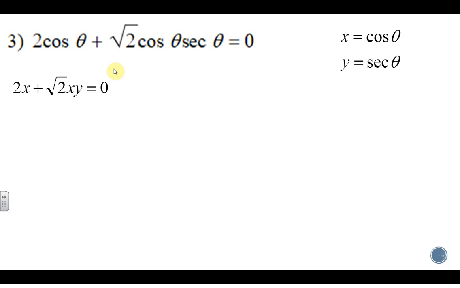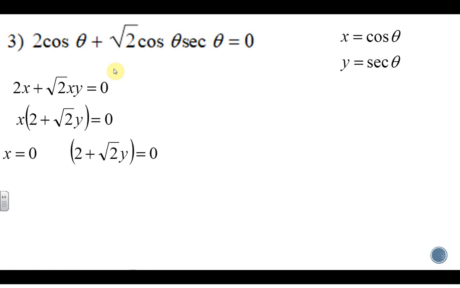All right, definitely not a quadratic. But GCF works. They also both have an x. Take that x out of there. Now we have x equals 0, and we have 2 plus radical 2y equals 0, which we can simplify further. Oh, that was a lot easier than I thought it would be. Look at that, everyone.